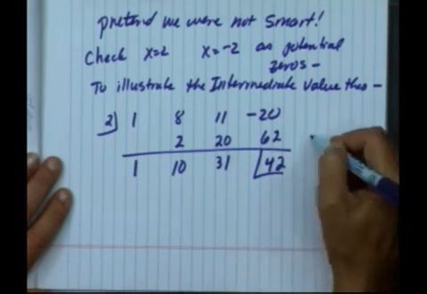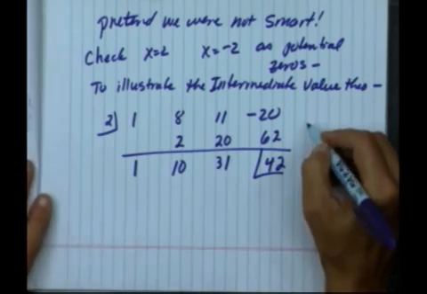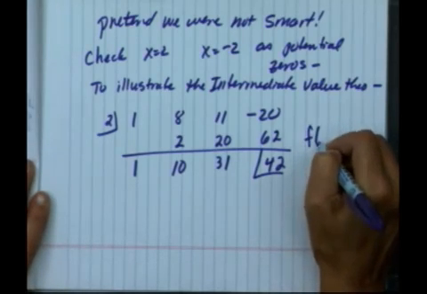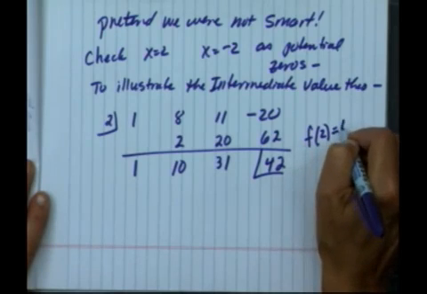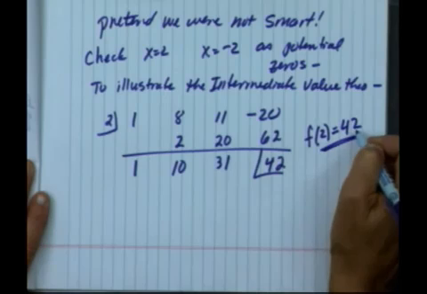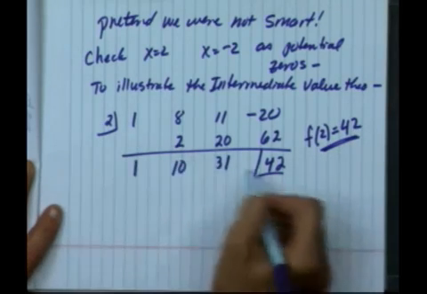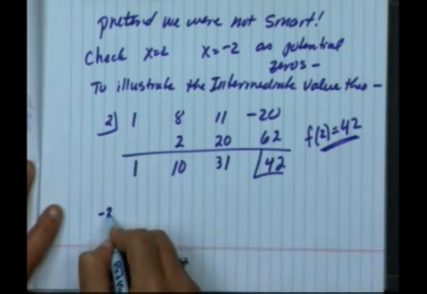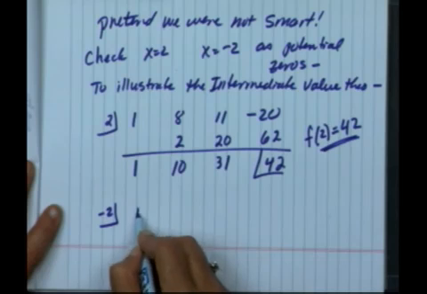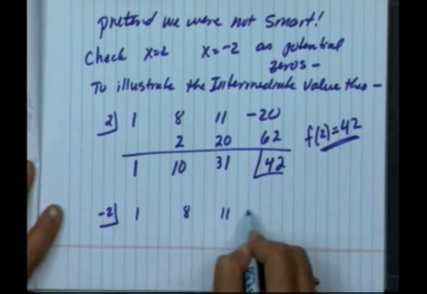All right. So what that tells me, remember your remainder theorem, it says, had I plugged in 2 in the function, the value of the function is 42. The y value is 42. All right, so we would have known that wasn't a 0. Let's try negative 2. 1, 8, 11, negative 20.